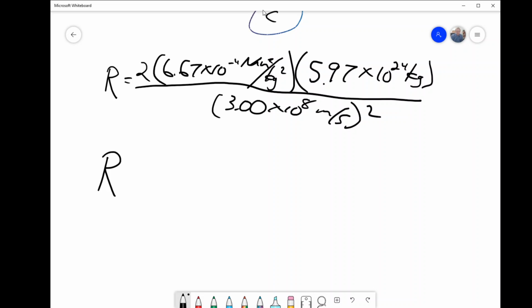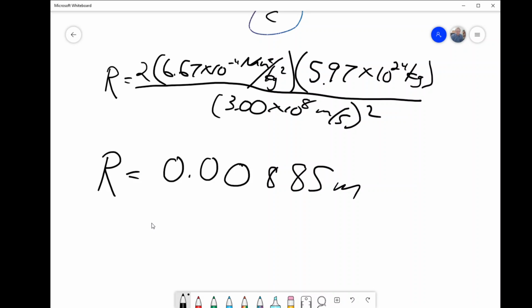It's easy enough to calculate. Go ahead and do it yourselves. But you will get that it's 0.00885 meters, or roughly 8.85 millimeters. That is right. If we were to take the Earth and squeeze it down to turn it into a black hole, it would be less than a centimeter in radius.